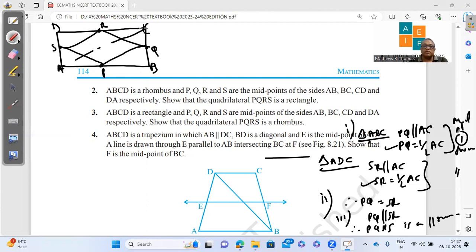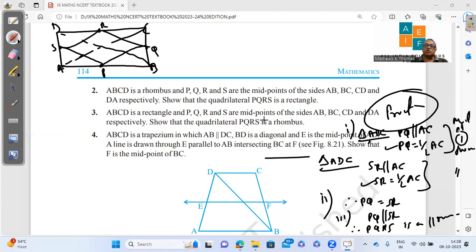So construction, we are going to join AC and DB. The first part is the same as I told you. First, we need to prove PQRS is a parallelogram. So we are going to take triangle ABC. P and Q are midpoints. So PQ is parallel to AC. PQ is half of AC. In triangle ADC, S and R are midpoints. SR is parallel to AC. SR is half of AC. So PQ and SR are parallel and equal. So it's a parallelogram. So this part is common for questions 1, 2, and 3. This part you need to repeat here.